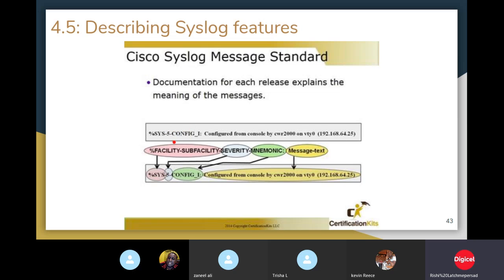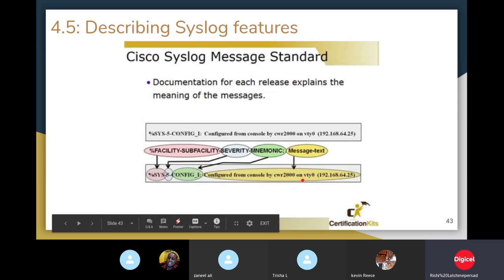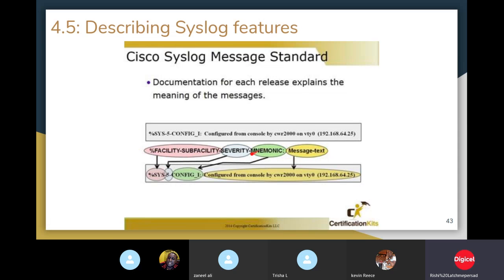Okay, that makes sense. What level was this message? 5. We have that 5. And which process sent this message? SYS, which was the operating system. So you see it broken down here: the facility and subfacility, the severity, the mnemonic, and the message text. It is just a general overview of how each message will be structured.